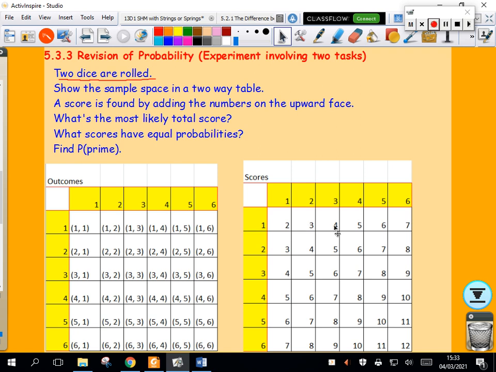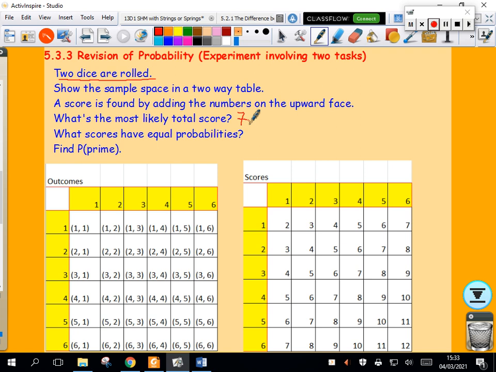And the question that's asked here is, what is the most likely total score? What comes up most often? Well, there's only one way I can roll a 2. There are 2 ways I can roll a 3. There are 3 ways I can roll a 4. 4 ways I can roll a 5. There's 5 ways I can roll a 6. There's 6 ways I can roll a 7. The most likely total score is 7.